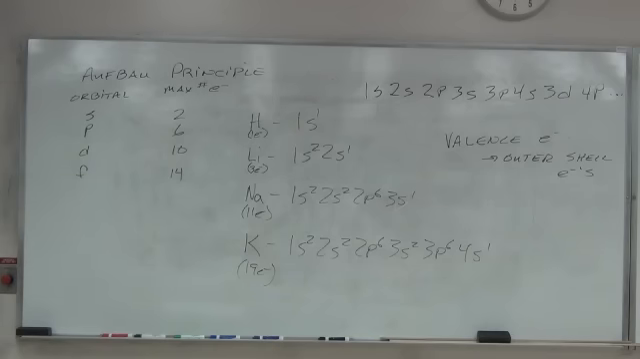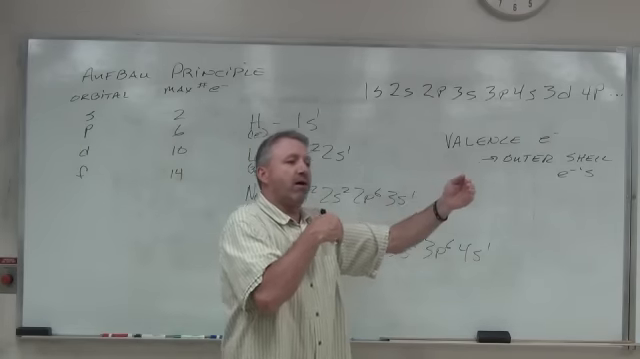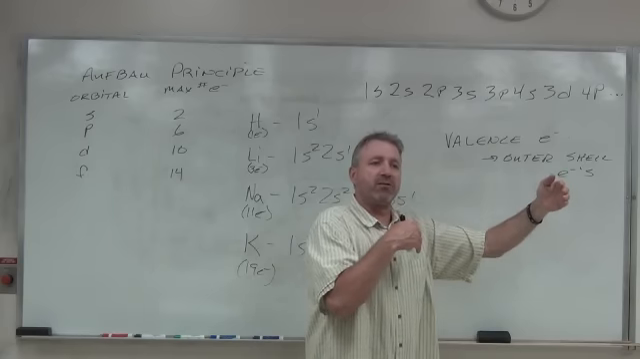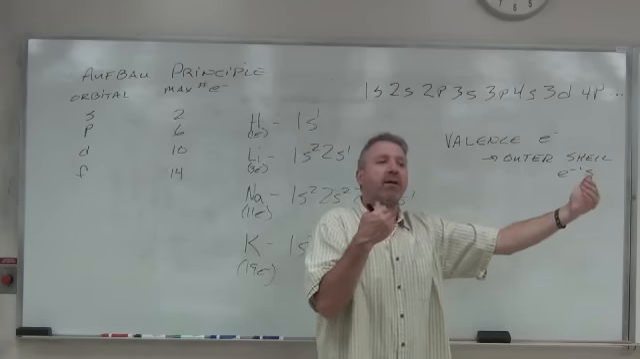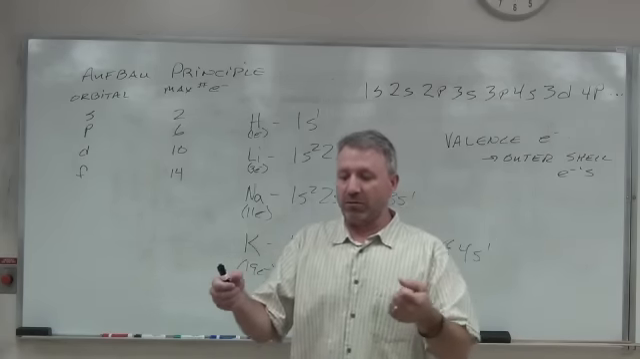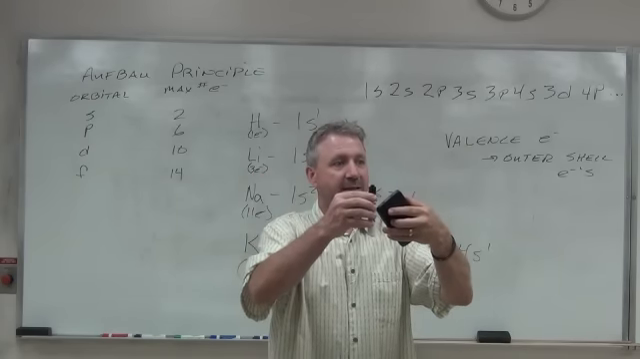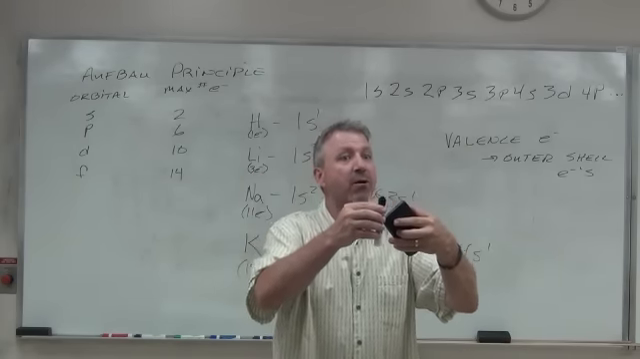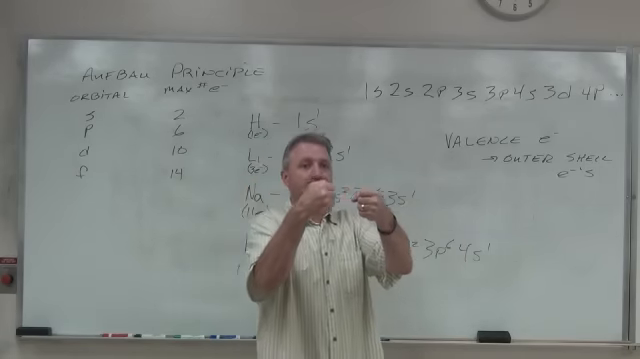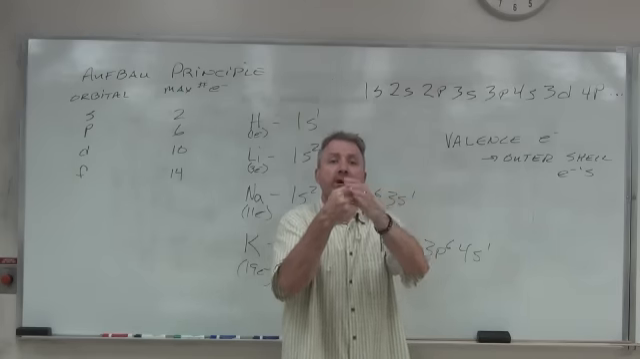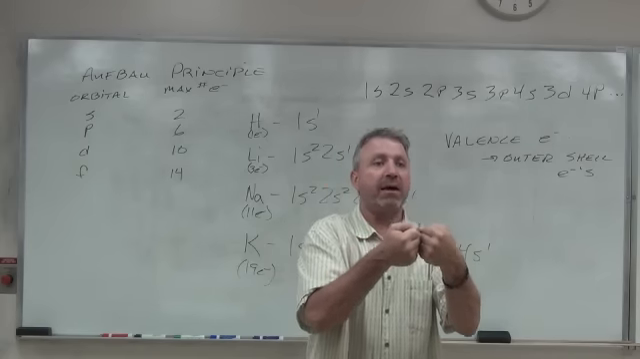Why would we want to know what the valence electrons look like? Why would we want to know what the configuration of electrons is at the outermost point? Well, think about it. If you bring two things together, where's their first point of contact? It's the outermost regions, right? So if you bring two atoms together during the course of a chemical reaction, their first point of contact is going to be the outermost electrons, the valence electrons.